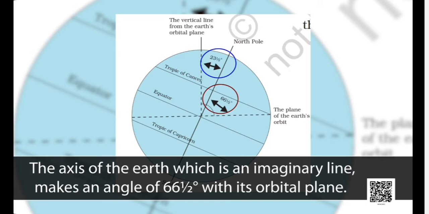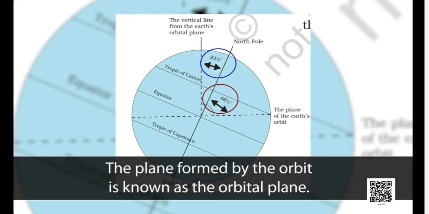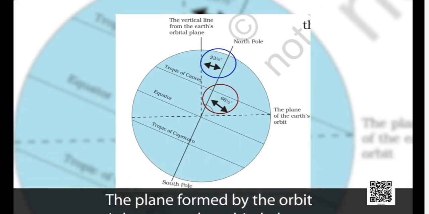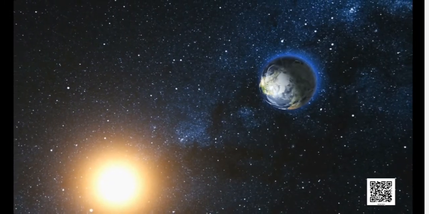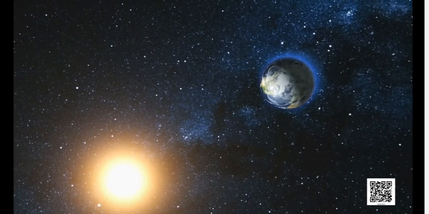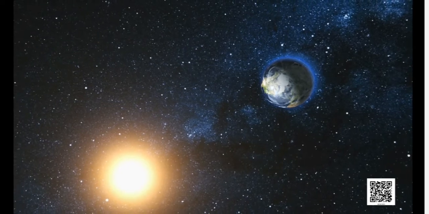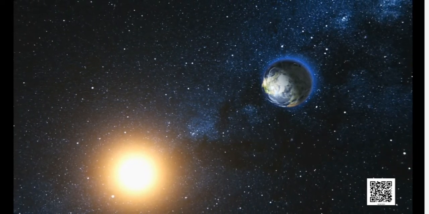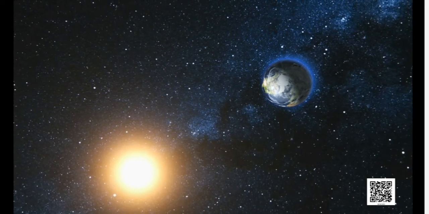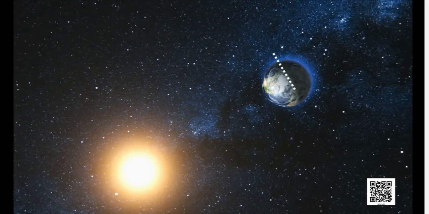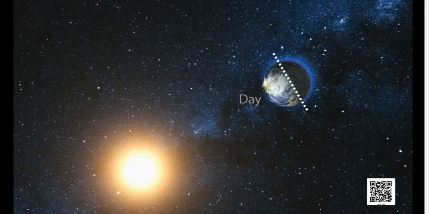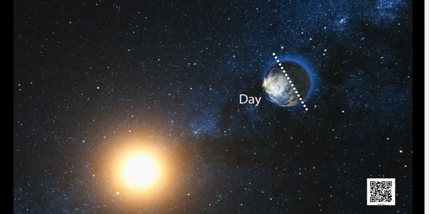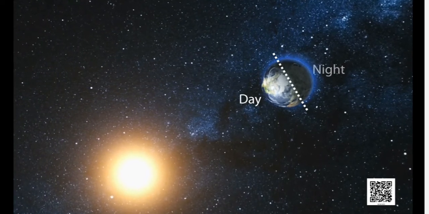What is orbital plane? The plane formed by the orbit is known as the orbital plane. The Earth receives light from the Sun. Due to the spherical shape of the Earth, only half of it gets light from the Sun at a time. The portion facing the Sun experiences day, while the other half away from the Sun experiences night.